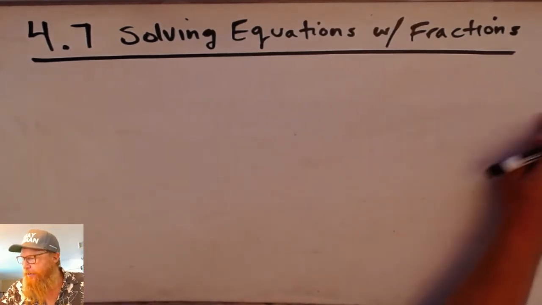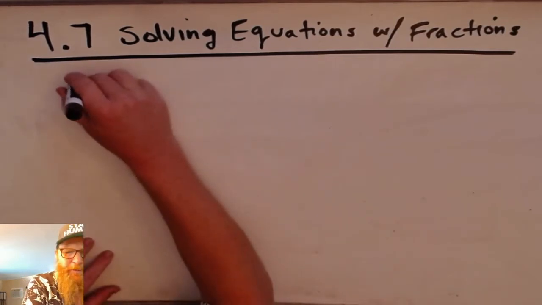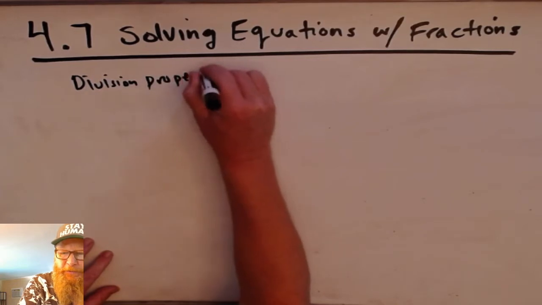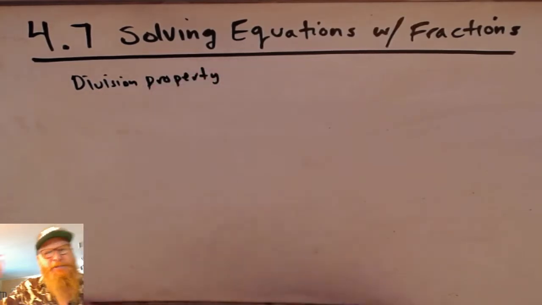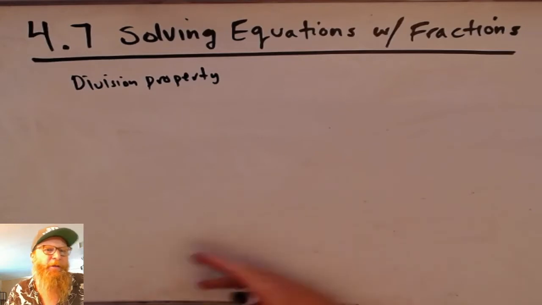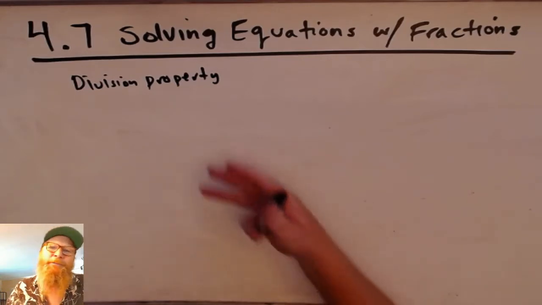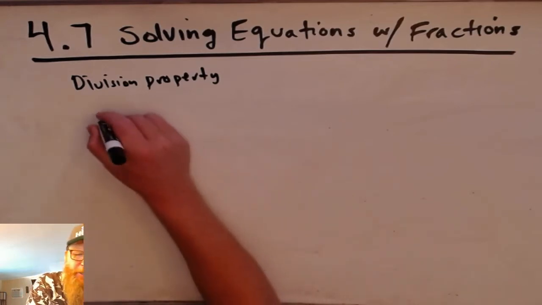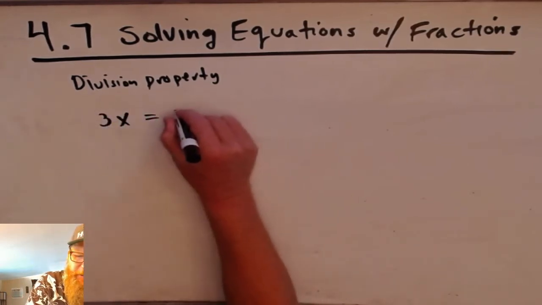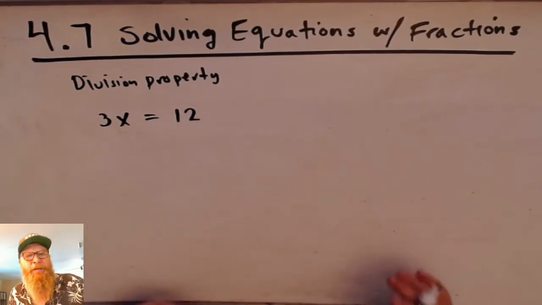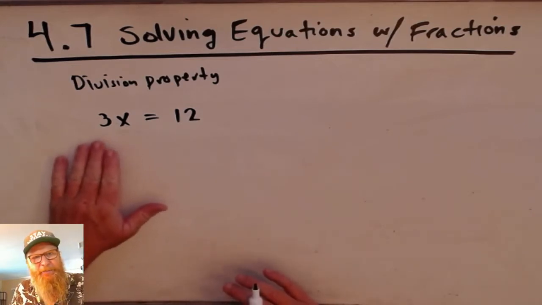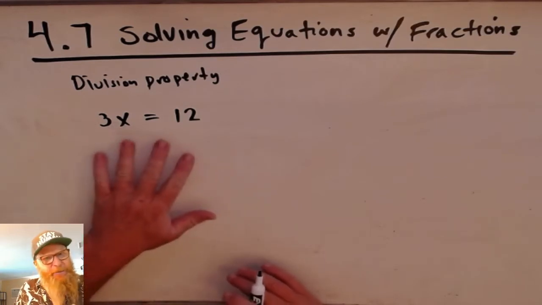So we already have a couple principles that I want to review. Some people call them properties, some people call them principles, other people call them laws or rules. I'm just going to go with what we've been calling them all semester, which is the division property. So if I had something like this, and again, I'm not going to label this as an example because I'm just going to use this as the introduction. The division property basically says that you can divide both sides by the same number.